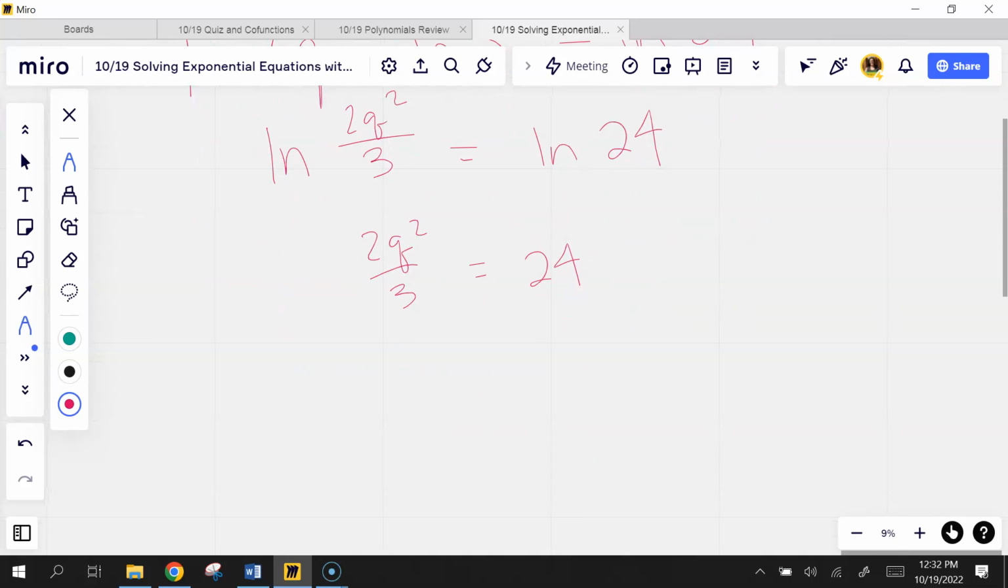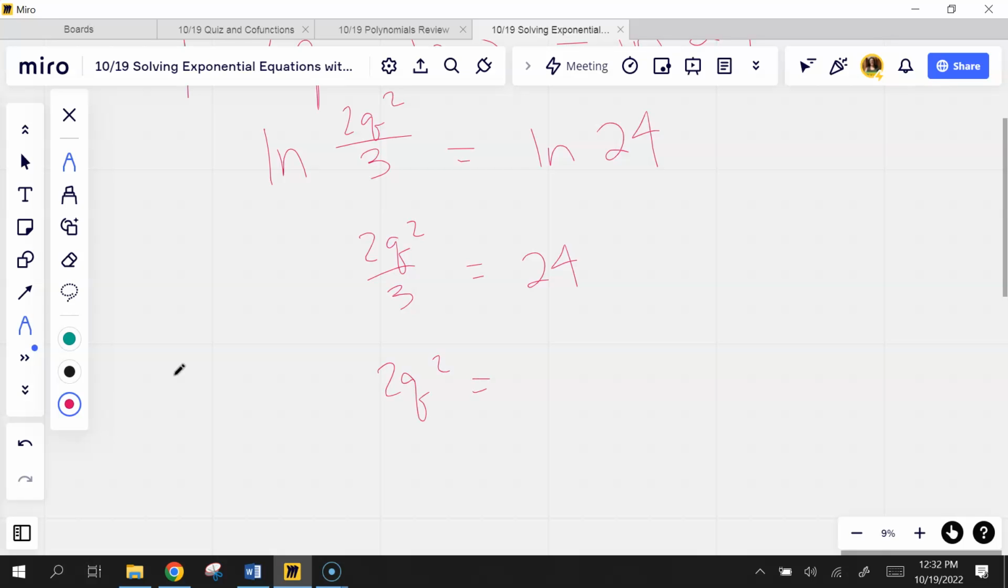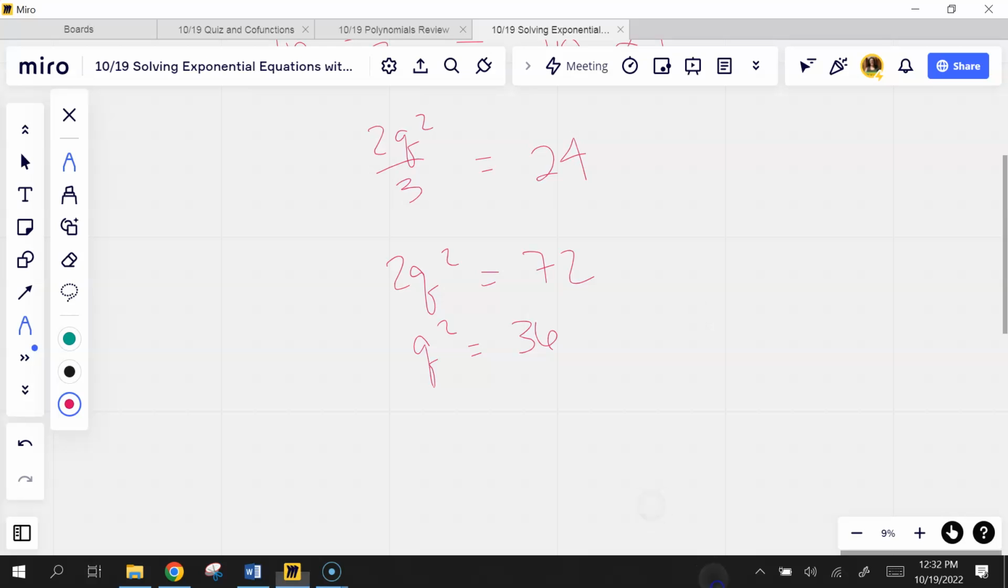And how do you solve that? Multiply the 3. 72. Q squared is 36. So what is Q? Plus or minus 6. Now's where I'm going to have my extraneous solution, but I have to check. So I need to check the 6 and I need to check the negative 6.